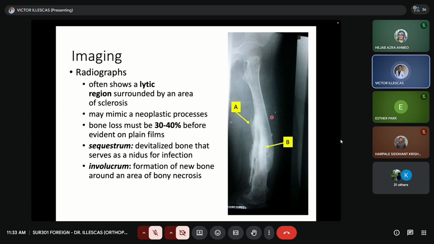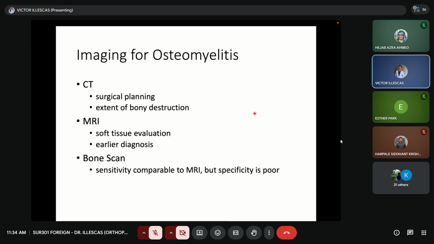So which one is the sequestrum? Here, it is letter B. Sequestrum is letter B and involucrum is letter A. You see the sclerotic area here, this is actually a floating segment of bone. That is an infected bone. While in the area surrounding the infected bone, that is new bone formation, and you need to preserve that.